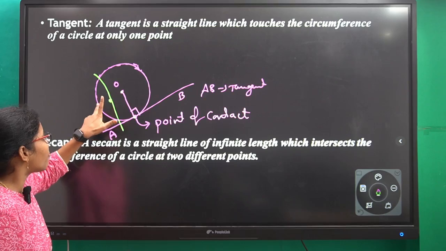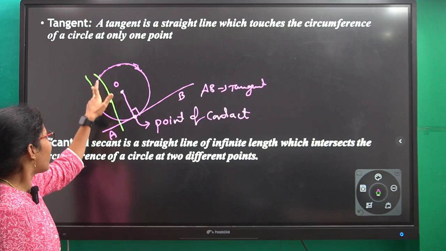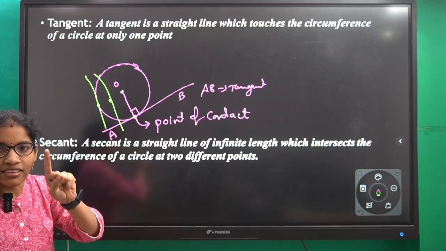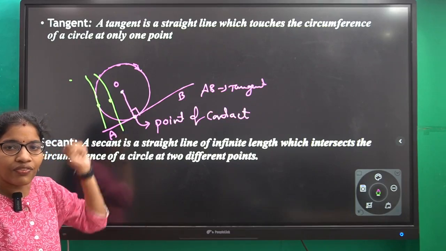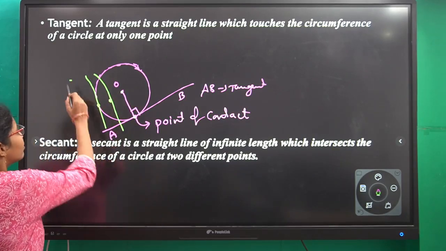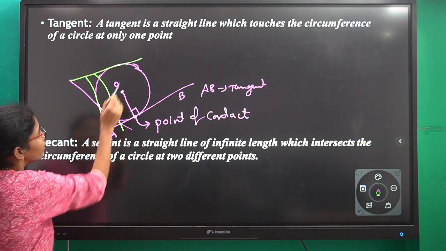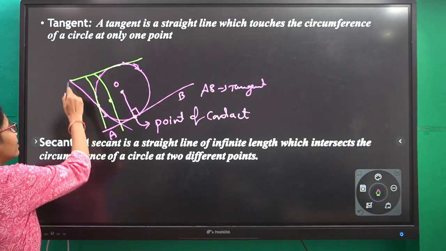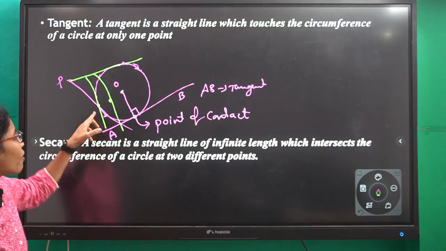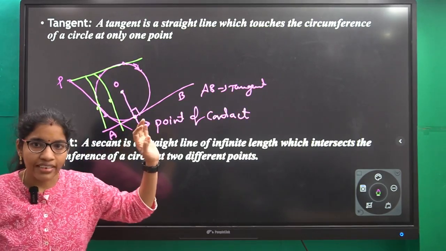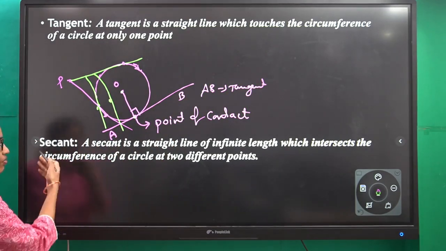Suppose the point is on the circle, how many tangents can I draw? One tangent, at the point of contact. If a point is outside the circle, how many tangents can I draw to this circle? Only 2 tangents. This is one tangent and another one is like this. So you can draw 2 tangents if a point is outside the circle, only one tangent if the point is on the circle, and 0 tangents if the point is inside the circle. Clear this one?